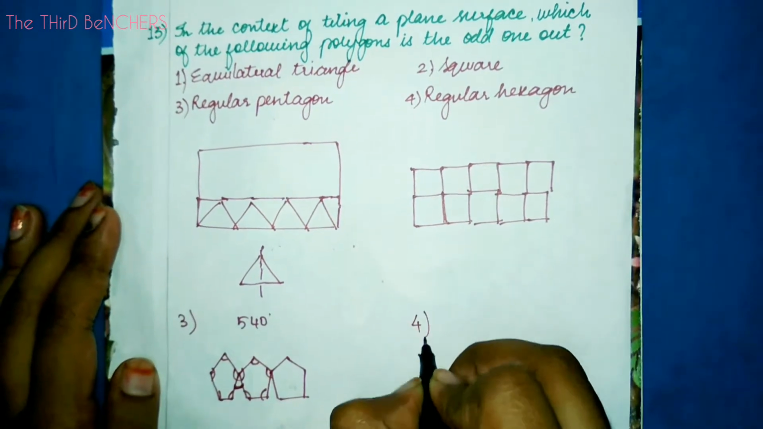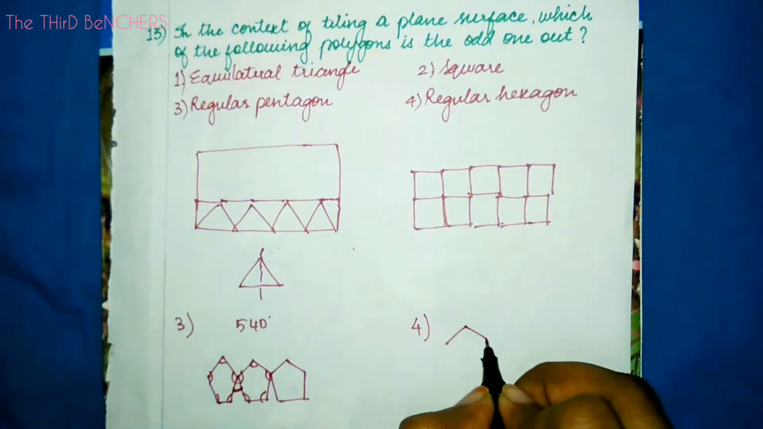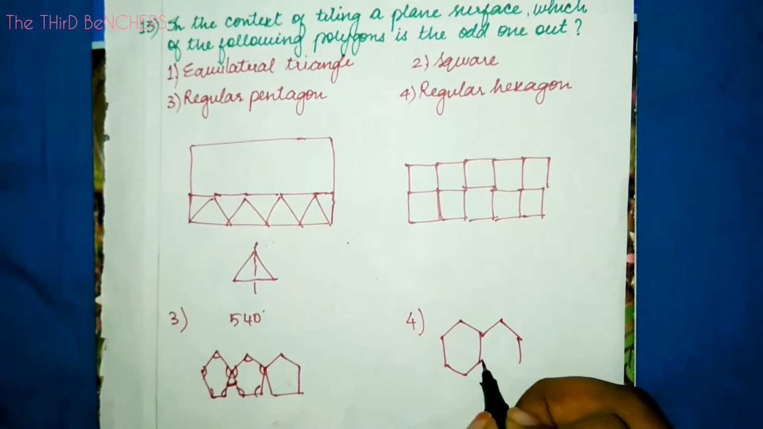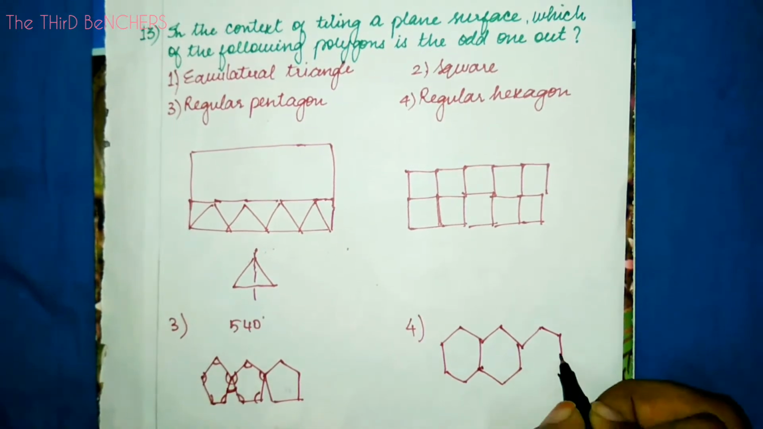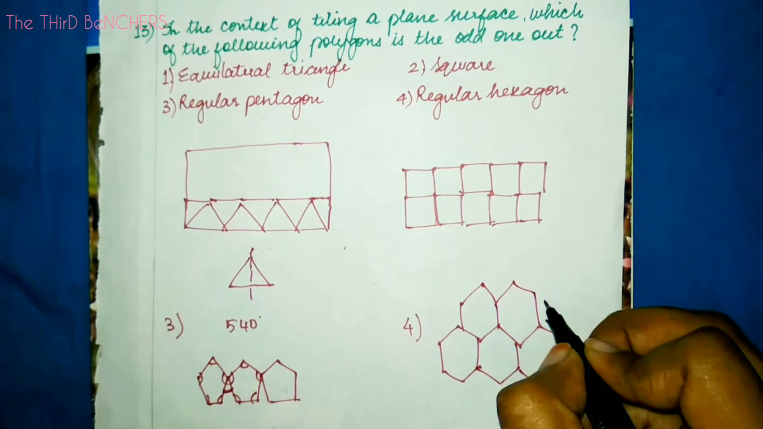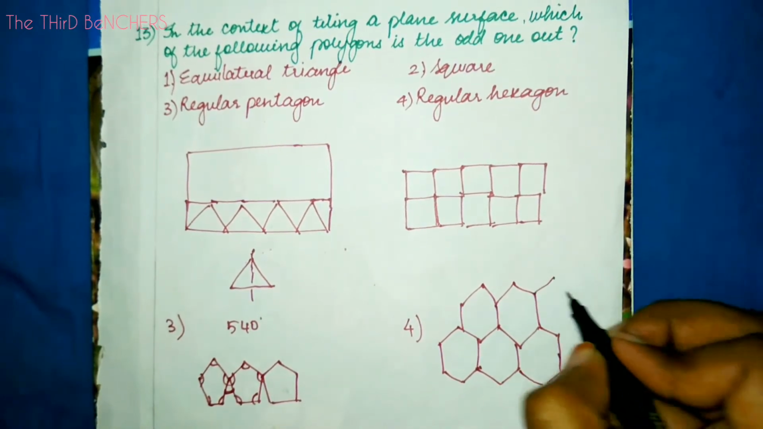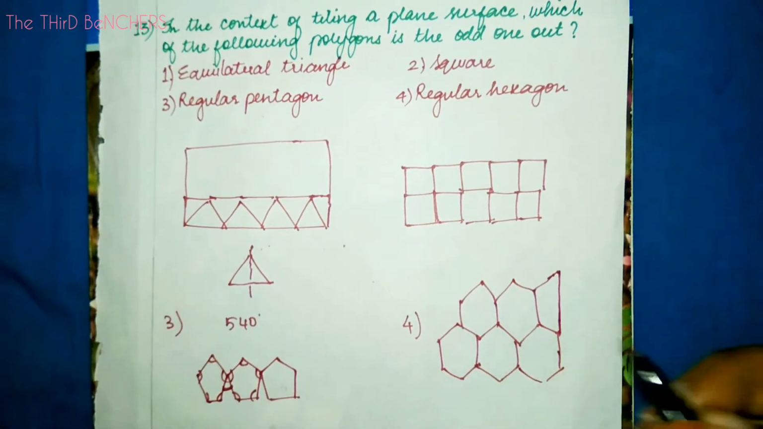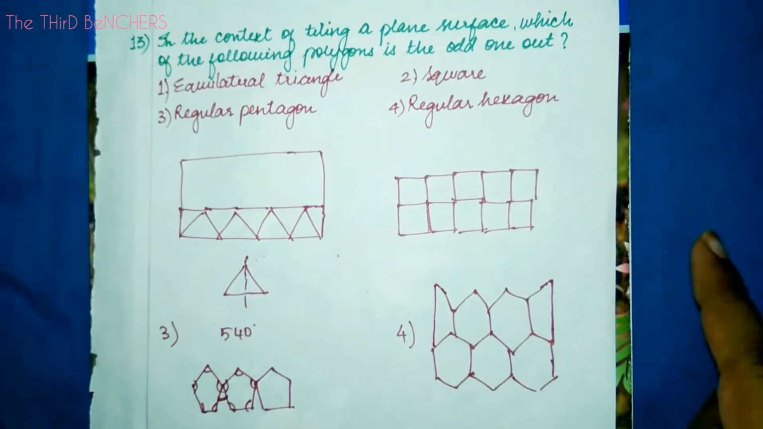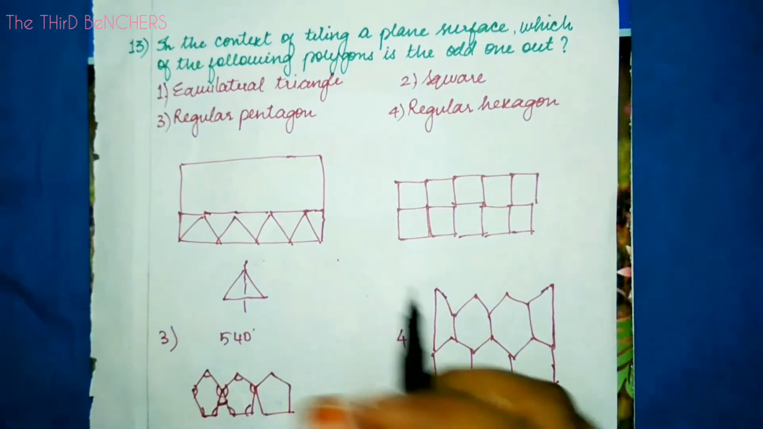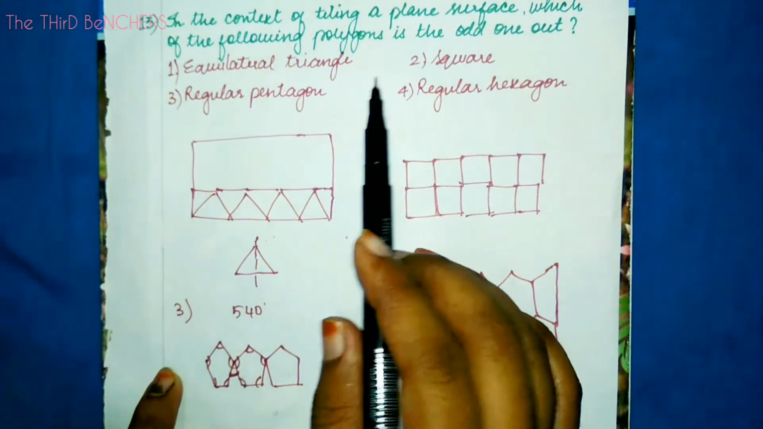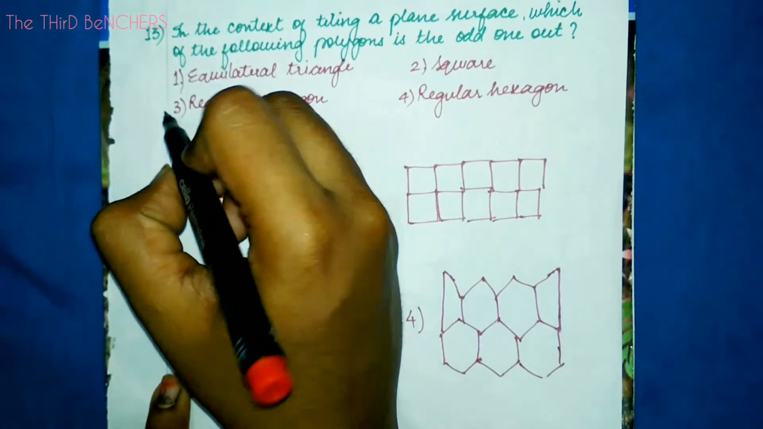Moving on to the 4th one, it is a regular hexagon. In this case, it is similar to honeycomb filling. You have it like this, try to fill here also, and the spacing could be filled by cutting a half of a hexagon. So even in this case, you can continue this and you can tile a plane surface. Now in all the 4 cases, only the regular pentagon fails to tile a plane surface. So option 3 is the odd one out.